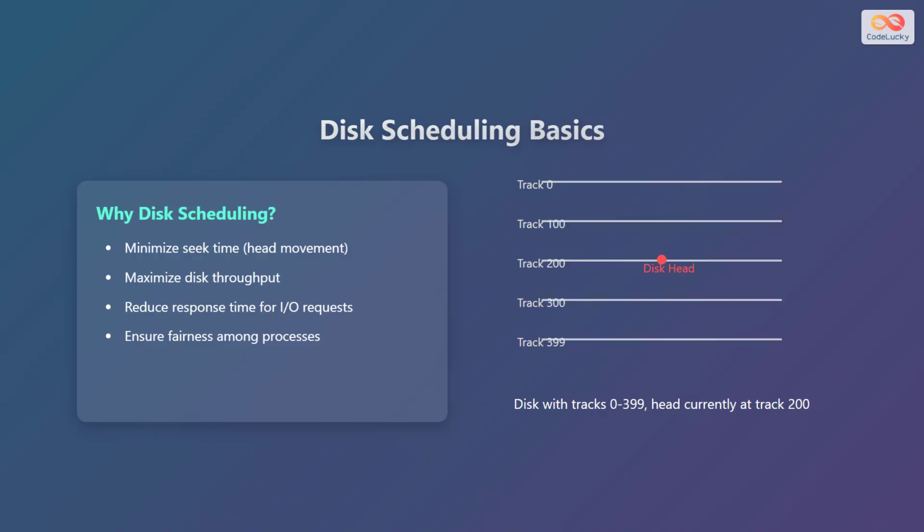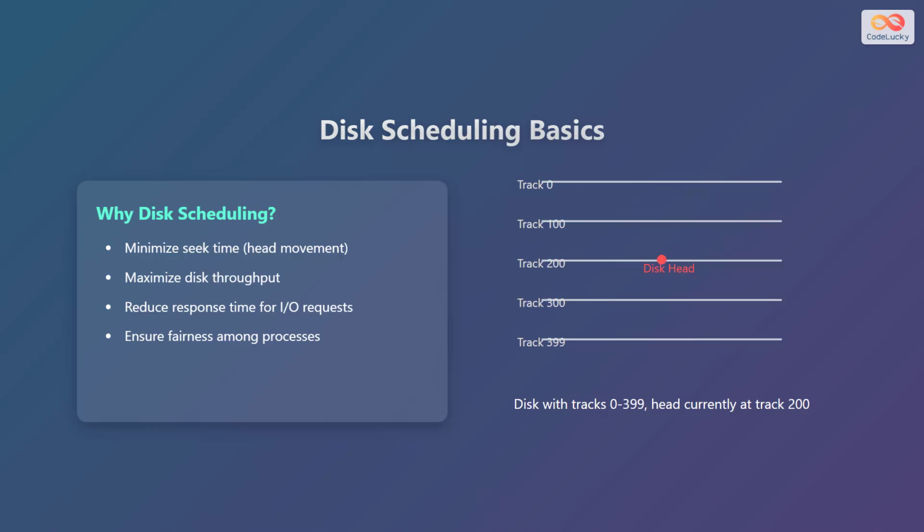Let's begin with the basics of disk scheduling. Disk scheduling is essential for several reasons. Firstly, it minimizes seek time, which refers to the time it takes for a disk's read or write head to move to the correct track to access data. Secondly, it maximizes disk throughput, which is the rate at which data can be read from or written to the disk. Thirdly, it reduces response time for input-output requests, ensuring that processes receive the data they need in a timely manner. Lastly, it ensures fairness among processes, preventing any single process from monopolizing disk resources.